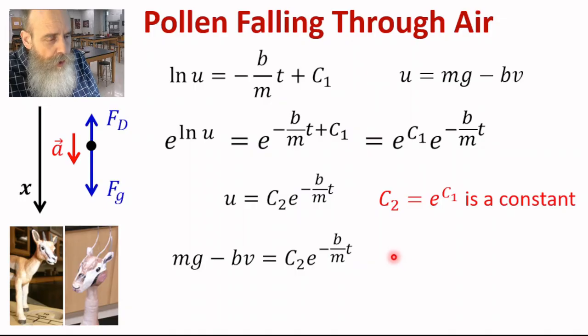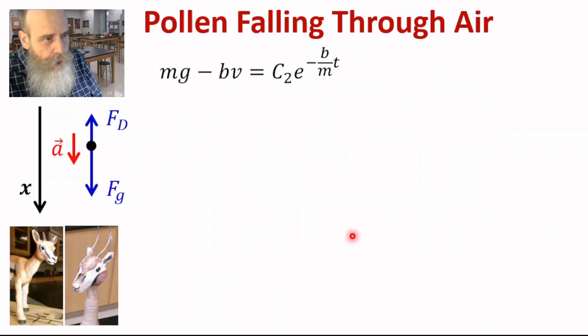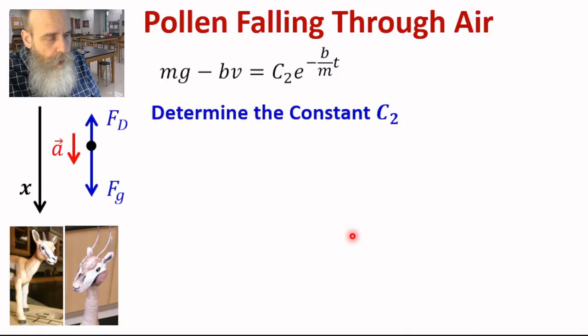Now let's put in what u is. u is mg minus bv. So we get mg minus bv equals c2 times e to negative b over m t. Now we need to find that constant c2. So we need to determine it. How do we determine it?